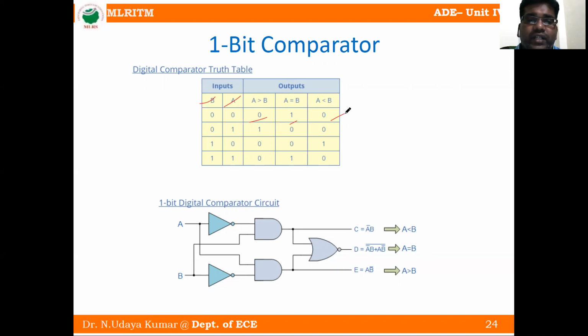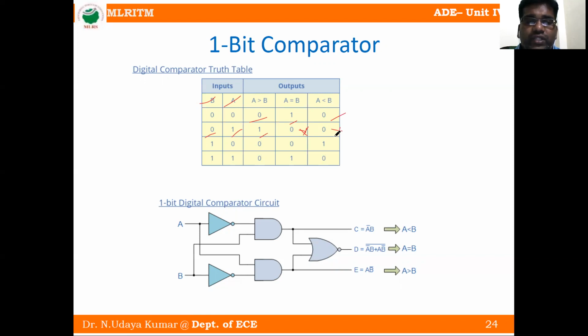So A greater than B: A is equal to 1 and B is equal to 0, so A greater than B is true. True means 1. Then A is equal to B is false. False means 0. And A less than B: A is 1, and less than B is false. False means 0.